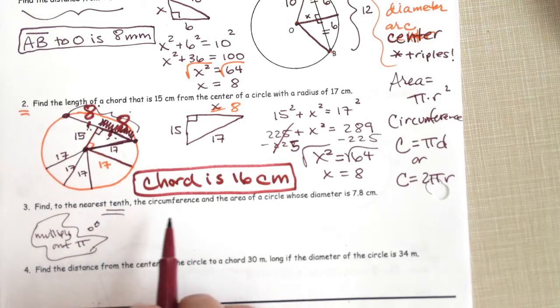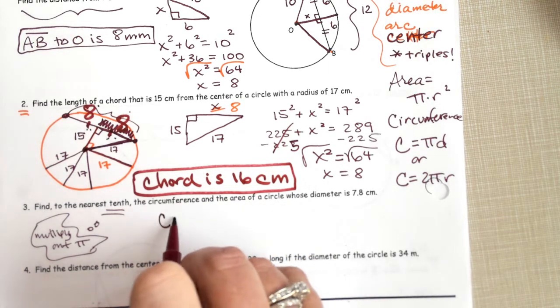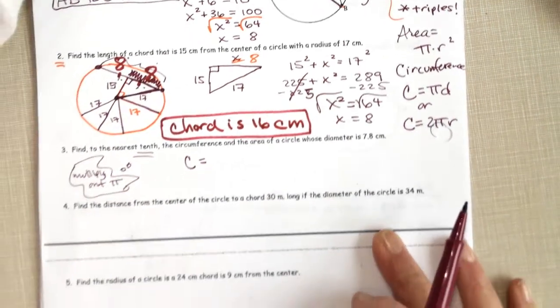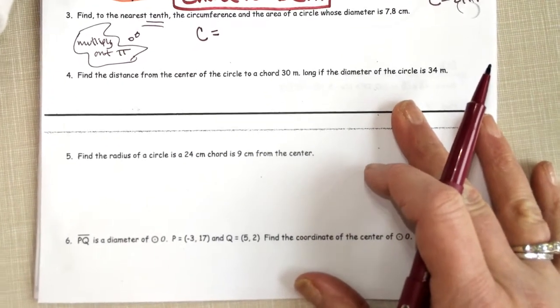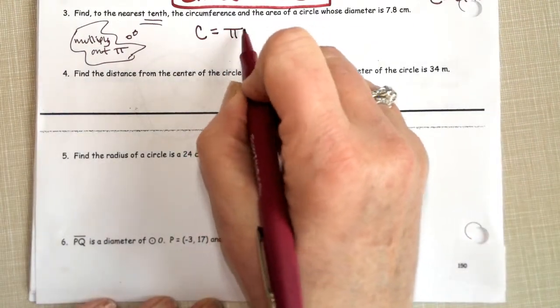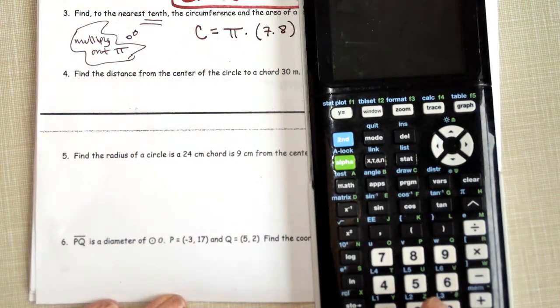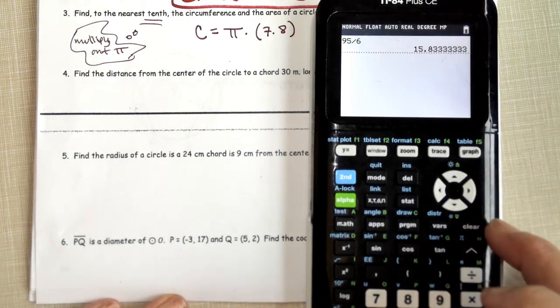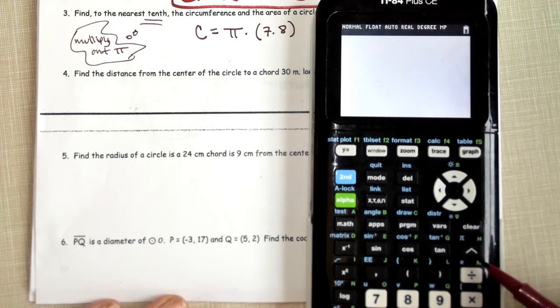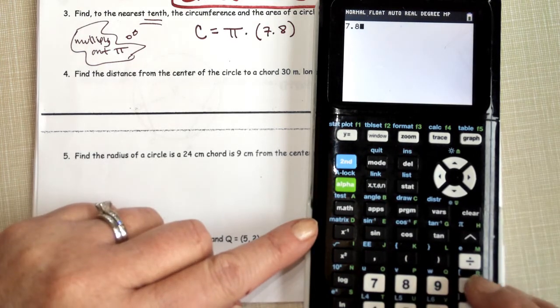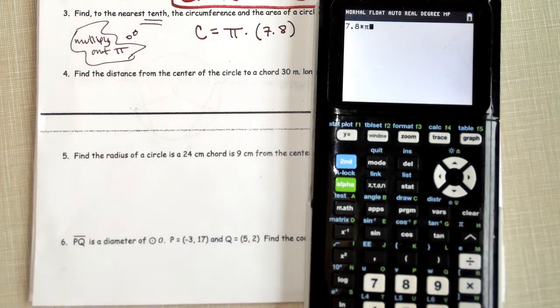All right, so the circumference and the area. Let's find circumference first. Since the diameter is 7.8, it's pretty straightforward to just do pi times diameter, which is 7.8. So on my handy-dandy calculator, the pi key is above this arrow. So I'm going to hit 7.8 times second pi. And you get 24.5.